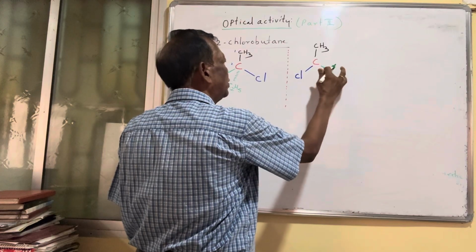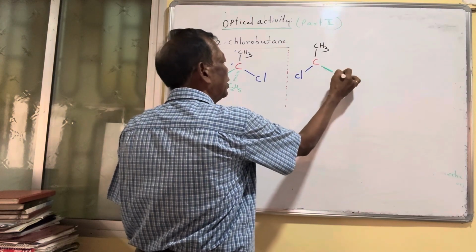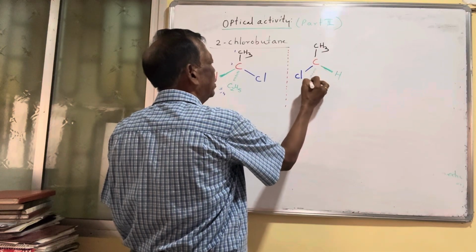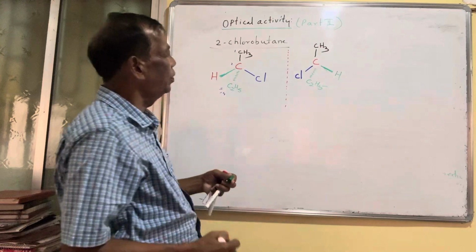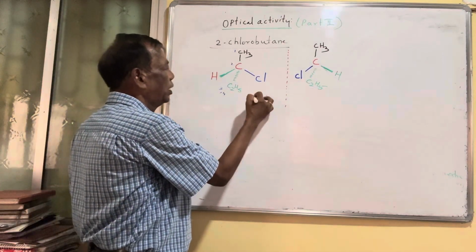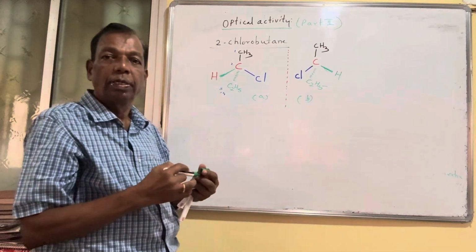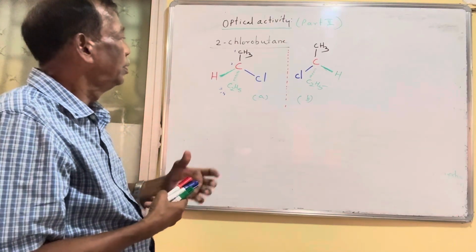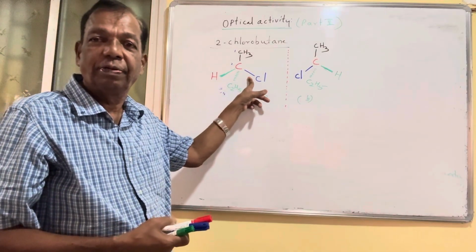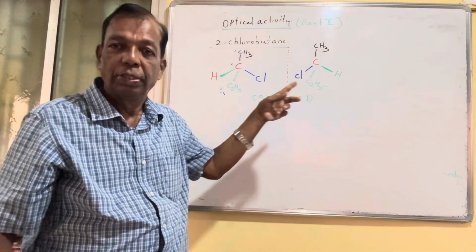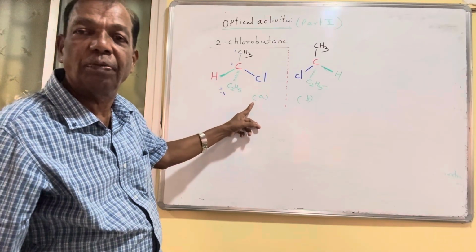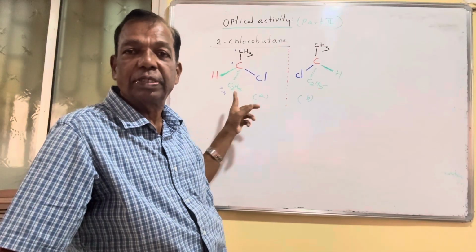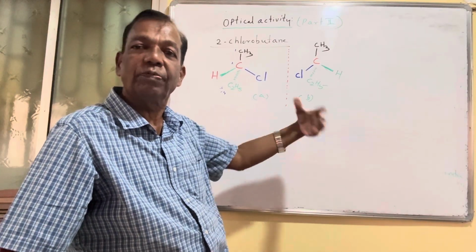This is facing towards you, and this here is H, and this one will be like this, C2H5. So this I will call A, this is say B. Now see, A and B both are optically active, but this compound A is the object. This is the mirror image. If this one rotates the plane of plane polarized light to the right, this one will rotate to the left. This is dextrorotatory, this will be levo, and vice versa.